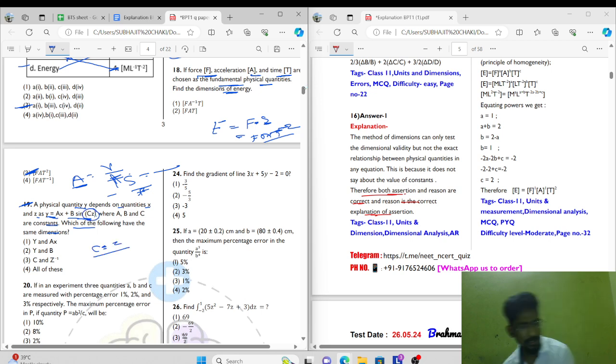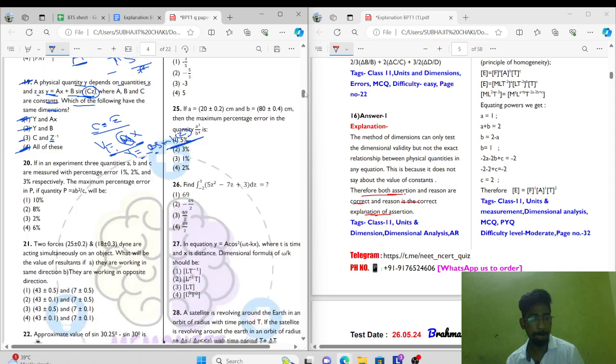So Y equals AX, and from the dimensional homogeneity theorem, the dimension of Y is equal to the dimension of AX. Dimension of Y equals dimension of B sin CZ. A has no dimension, so the dimension of Y is equal to the dimension of X. The first option is correct. Dimension of Y is equal to dimension of B because sin CZ is a dimensionless quantity. This is also correct. And the dimension of C is equal to the dimension of Z to the power minus 1. Why? Because this theta is a dimensionless quantity, so the dimensions of C and Z minus 1 will be the same. Therefore, all the statements are correct.